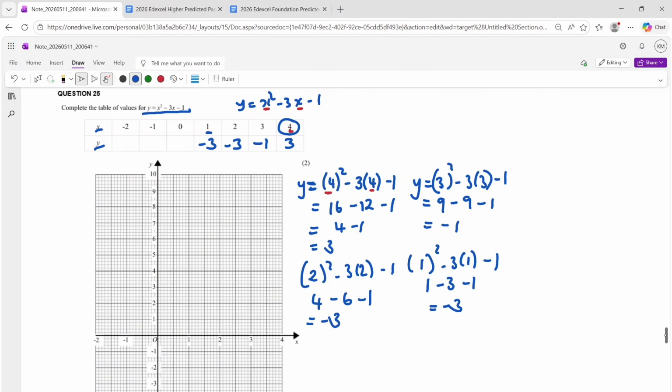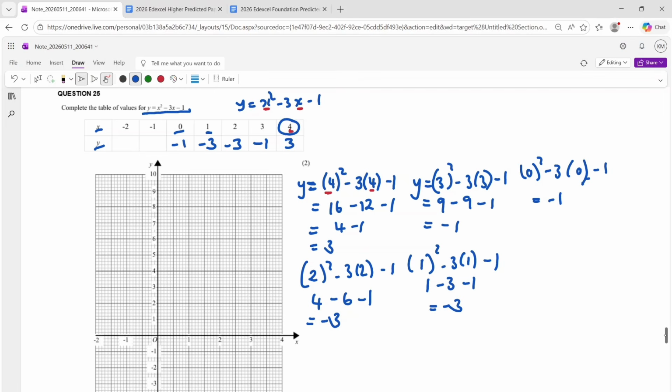And then I'm going to do 0. So 0 squared minus 3, so I've put plus there, minus 3 lots of 0, minus 1. Well, 0 squared is 0. 3 lots of 0 is 0. So you're just left with negative 1.